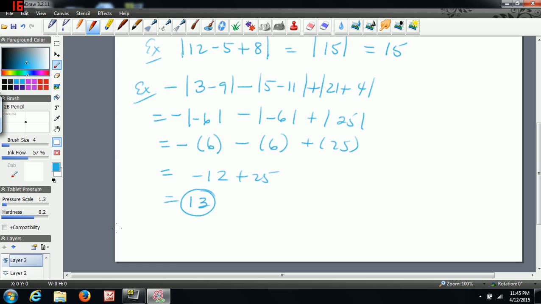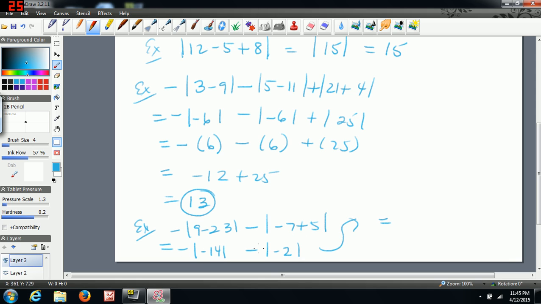I'm going to do one more. Let's do -9 minus 23 minus -7 plus 5. In this case, I'm going to do what's inside first. So I'm going to write the absolutes in. We're going to do 9 minus 23, which is going to be -14. And then -7 plus 5 is going to be -2.